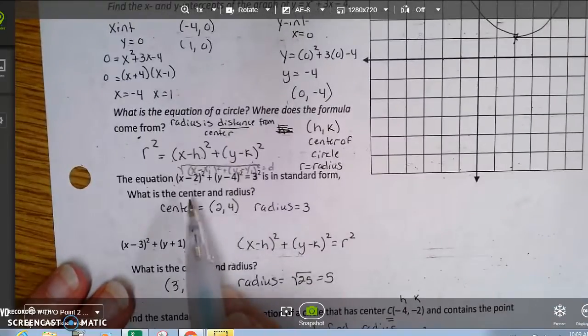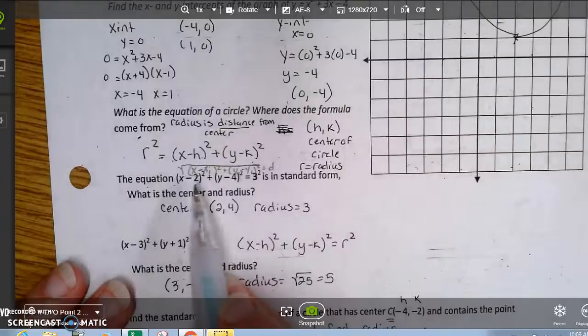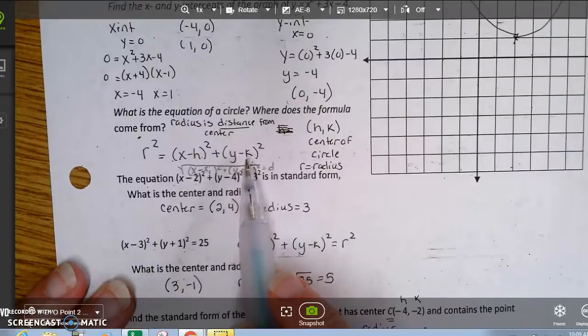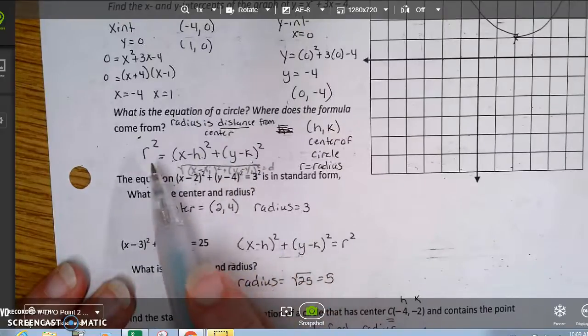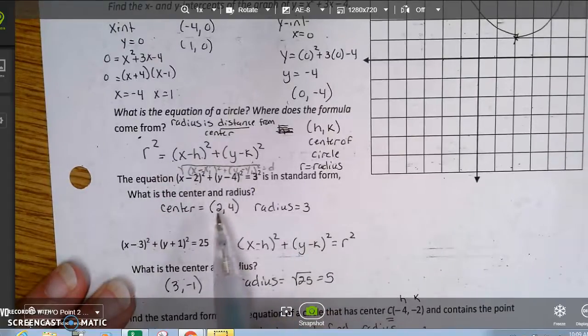So here we have an equation in standard form. If we compare this formula to the formula up here, x minus 2 means that 2 has to be my h, and y minus 4 means that 4 has to be my k. And the 3 squared is the radius squared, so the radius is 3. So my center would be the point (2, 4), and the radius would be 3.